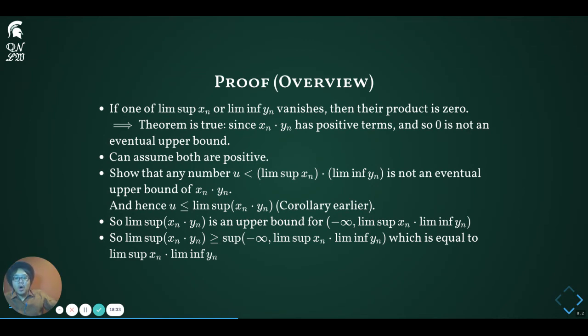Because of our corollary, all we need to do is show that every number u that is less than the product of the lim sup with the liminf is not an eventual upper bound. Because this will tell us that the eventual upper bound is at least u. Since u is arbitrary, this tells us that the lim sup of the product sequence is an upper bound for the interval from negative infinity up to the product of lim sup x against liminf of y. And so the lim sup of the product, being an upper bound, is no less than the lim sup of the interval, and this is what we want to show.